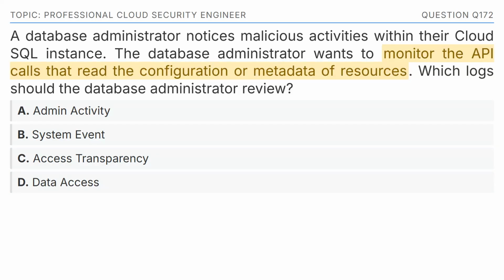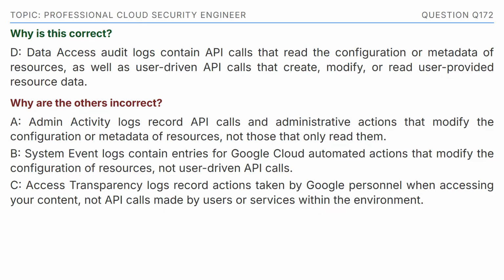To arrive at the correct answer, we focus on the keywords: monitor the API calls that read the configuration or metadata of resources. Correct answer is option D, data access. Why is this correct? D. Data access audit logs contain API calls that read the configuration or metadata of resources, as well as user-driven API calls that create, modify, or read user-provided resource data.